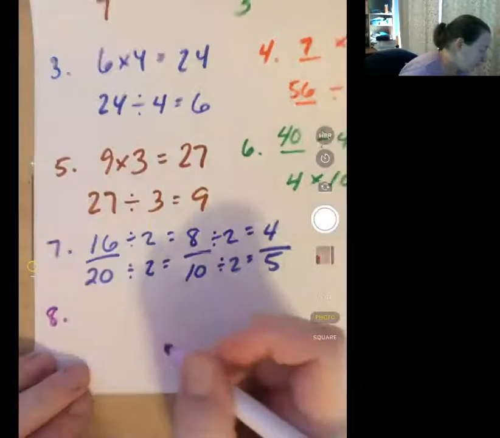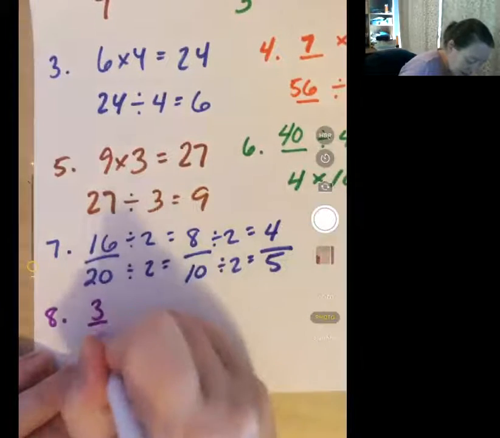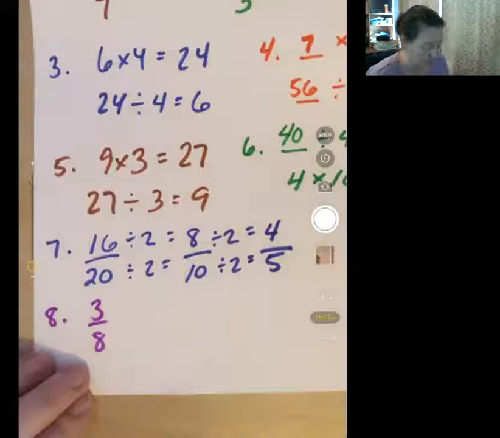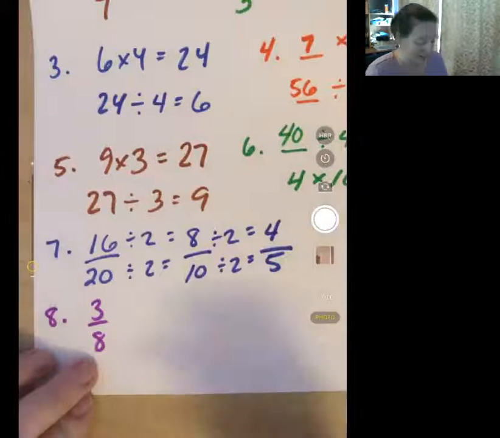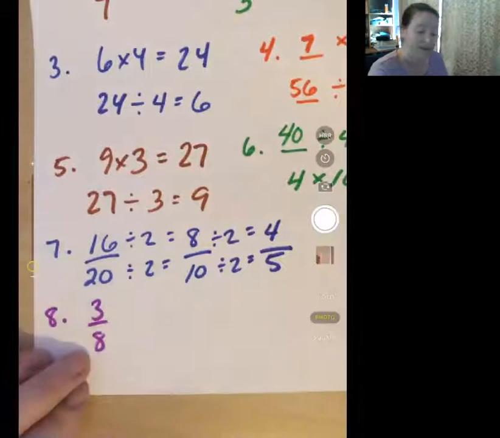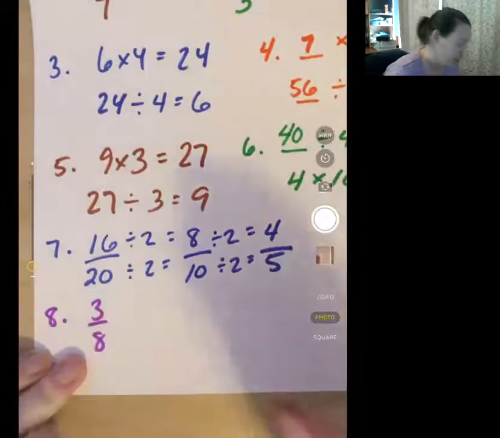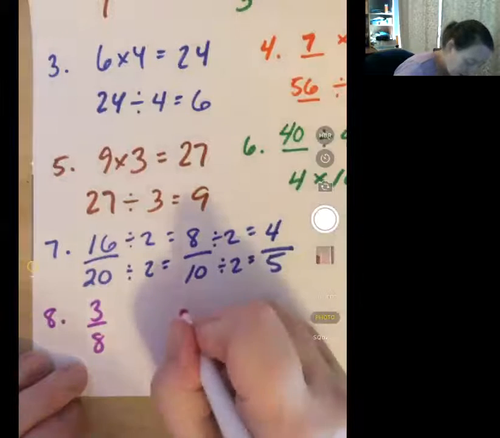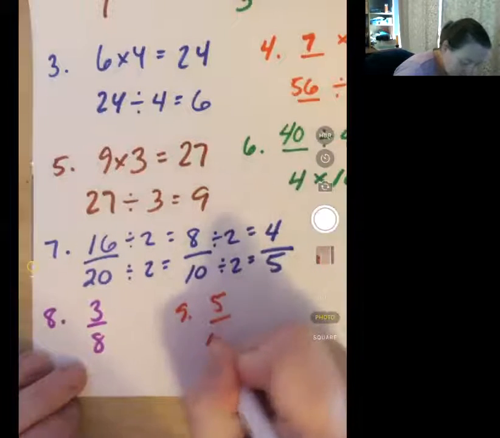Number 8, 3/8. The 3 is not even. I cannot take out a 2. Neither of them have a 5 or a 0, so I can't take out a 5. 8 is not divisible by 3, so I can't take out a 3. I need to leave it there. 3/8 is as small as it goes, so you're just rewriting 3/8. Number 9, 5/12.